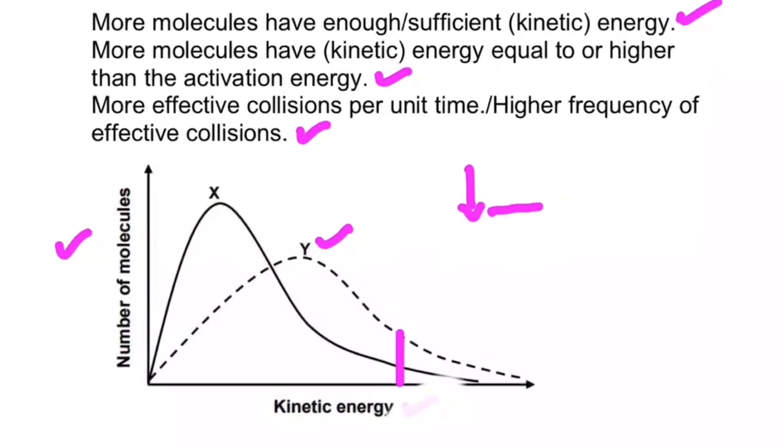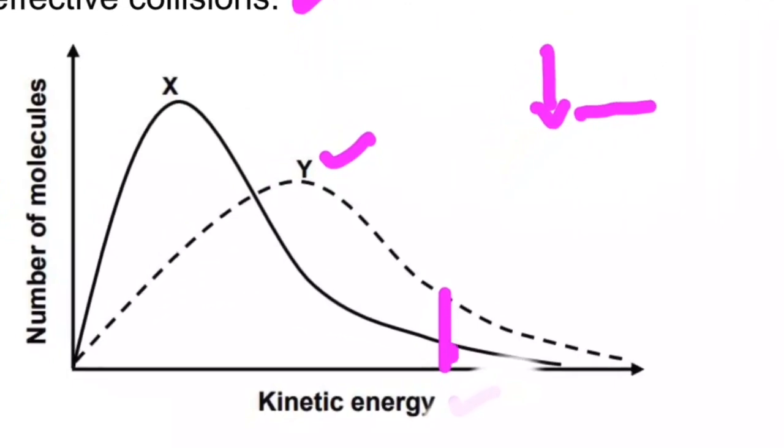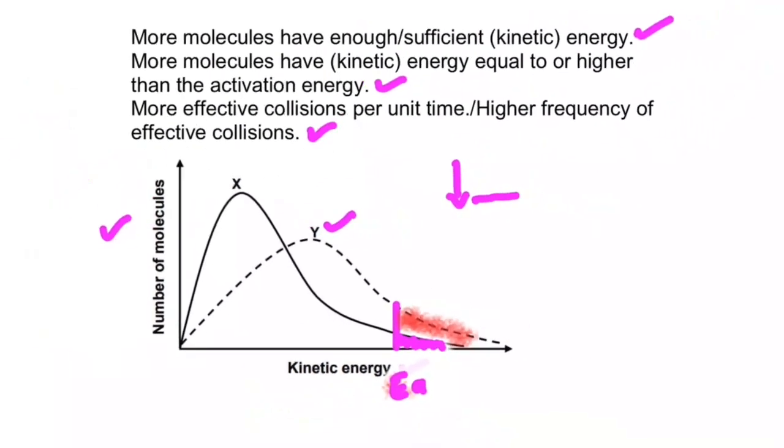You can see that in X, the area under the graph is much smaller than the area under the graph of Y. So clearly, we're going to have more particles that have energy equal to or greater than the activation energy. The area under the graph, as far as the activation energy is concerned, will be much greater when the temperature is increased compared to before it is increased.